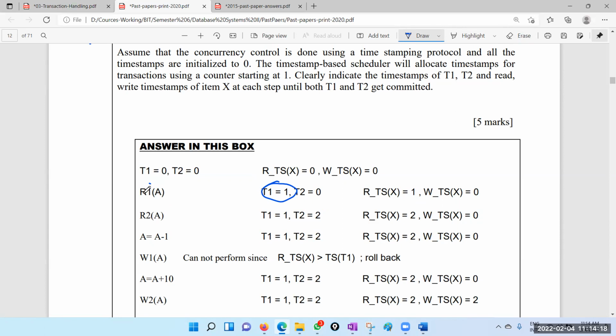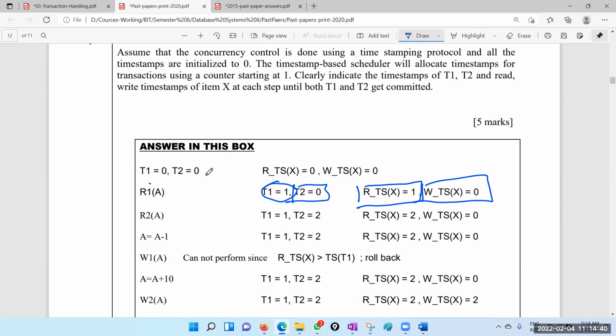So transaction 1 started at time unit 1, and at that time unit it is reading A because no one has read it. You managed to do it. Now your read timestamp of X is 1. Of course, the write timestamp you can consider as 0. So they are initializing everything to 0. Therefore, the timestamp of T2 is 0. That is also fine.